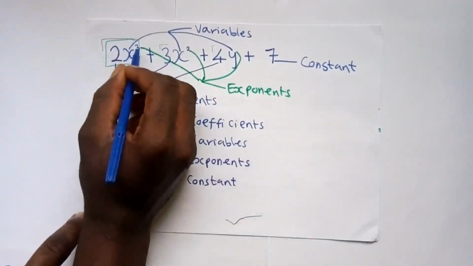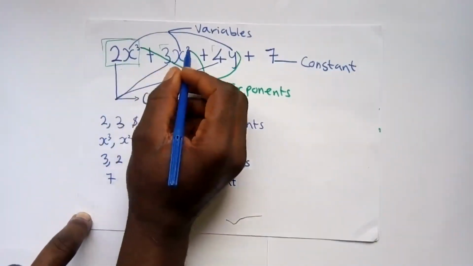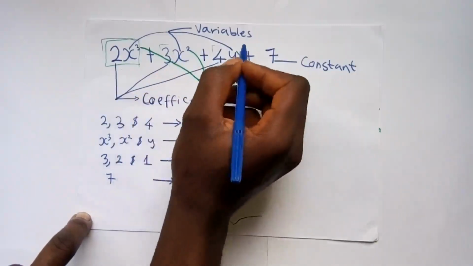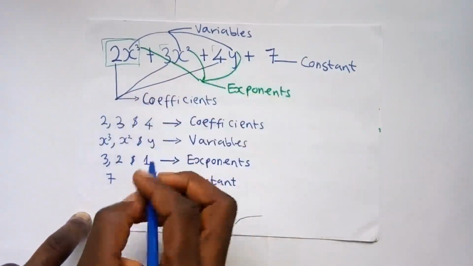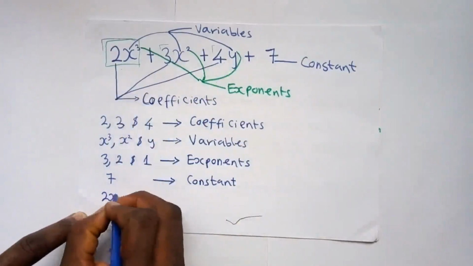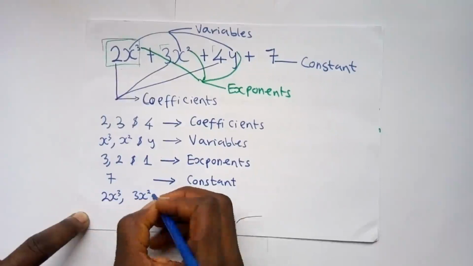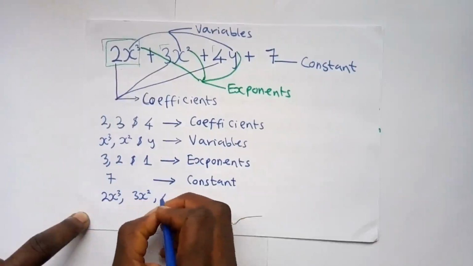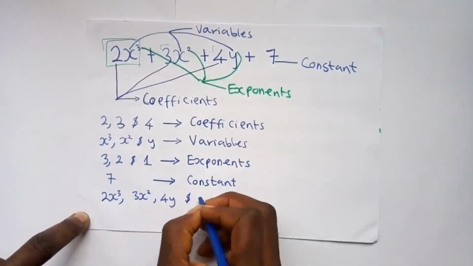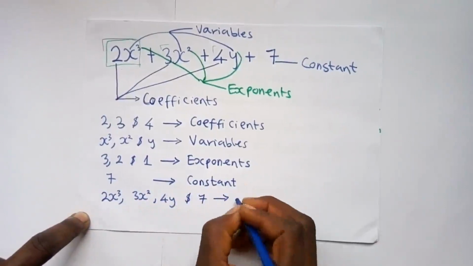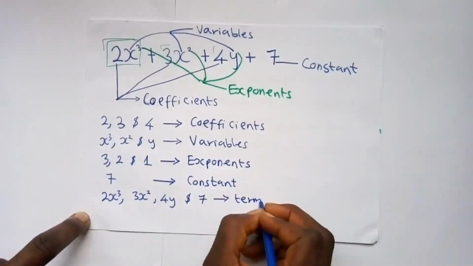2x raised to the power of 3, 3x raised to the power of 2, 4y raised to the power of 1, and 7 are the terms. So 2x raised to the power of 3, 3x raised to the power of 2, which is 3x squared, 4y, and 7 are the terms in this expression.